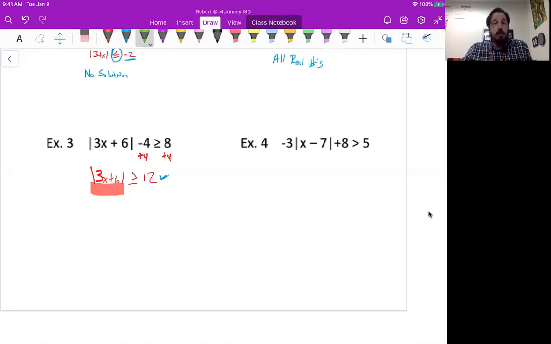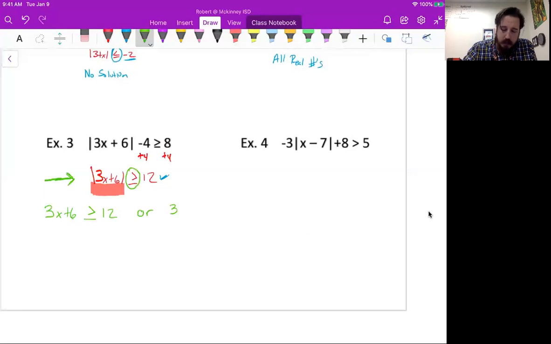I write my 2 equations. I am basing it off of this isolated inequality, the absolute value being isolated, to tell me what the equations are that I'm writing and whether it's greater than, less than, to be using or and. So I take exactly what is in there, 3x plus 6 greater than or equal to 12. Here, it is greater than, so it is or.